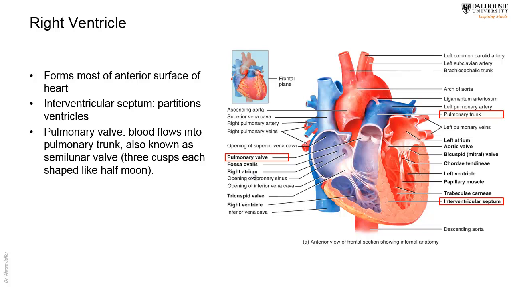The pulmonary trunk divides into 2 pulmonary arteries. These pulmonary arteries will carry the blood to the lung. They are pulmonary arteries, but they carry deoxygenated blood, unlike other arteries in the body. The other arteries in the body carry oxygenated blood, but this one carries deoxygenated blood to be oxygenated in the lung.